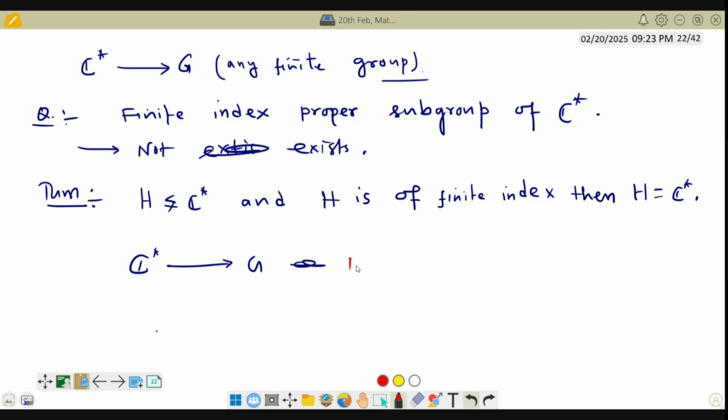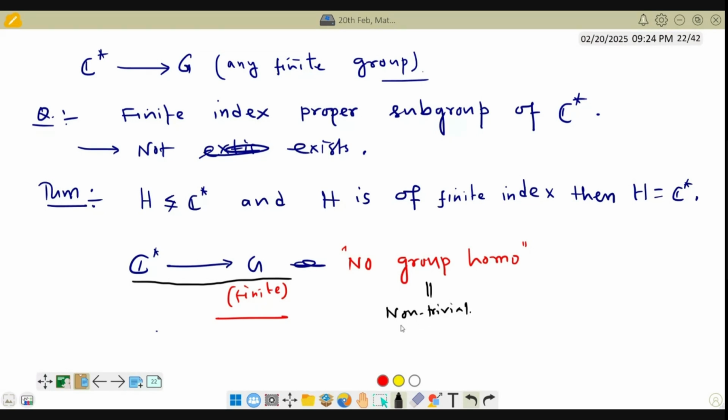So no finite index proper subgroup means no group homomorphism. Is it clear? By no group homomorphism I just mean non-trivial. Whenever I am saying no group homomorphism, please treat it as non-trivial, because the trivial one always exists between any two groups. So far everything is right.